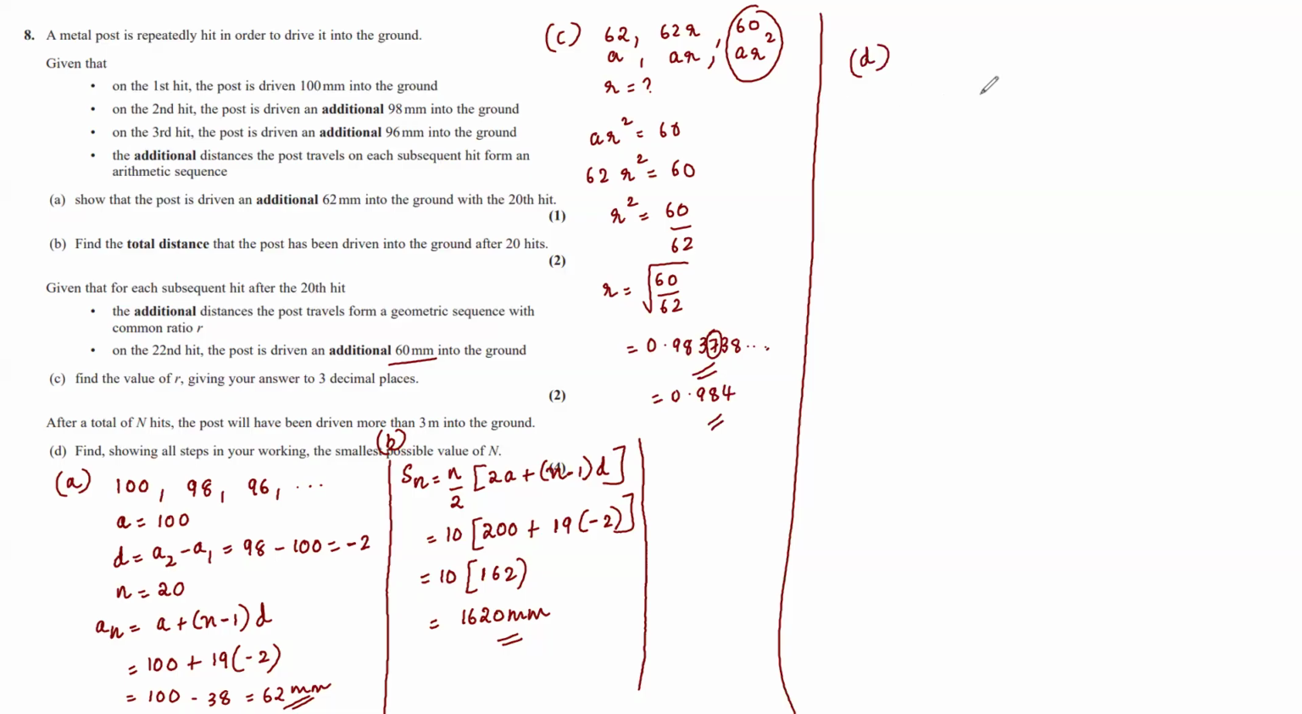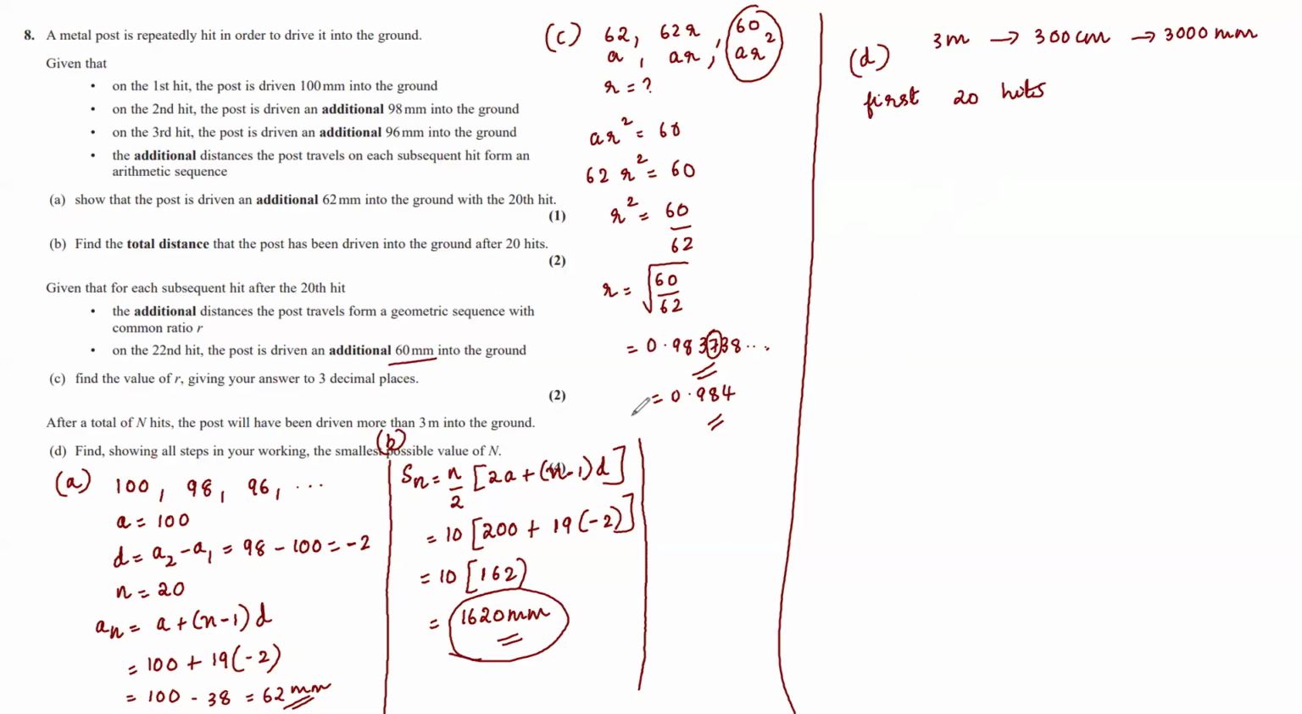So here, 3 meter is what they have said. We know everything is given in millimeter here, so convert 3 meter into millimeter. 3 meter is 300 centimeter. 300 centimeter is 3000 millimeter. Now, for the first 20 hits, it was an arithmetic sequence, and we already got that in the first 20 hits, this already reached 1620 millimeter.